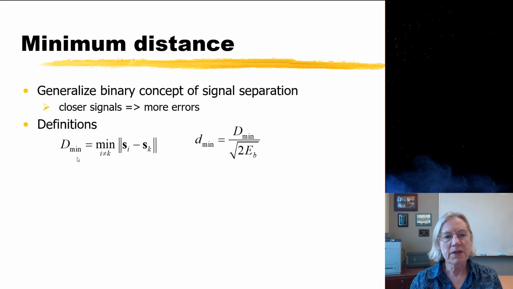So the minimum distance is by definition, I take the distance in the signal space between any 2 symbols, i not equal to k. I calculate all these distances, I look for the one that's smallest, and I call that the minimum distance. And if I wanted to, I could define another minimum distance, which basically is normalized with reference to the energy per bit. So same idea, except here this would be a function of the energy per bit, and here I normalize it by the energy per bit.